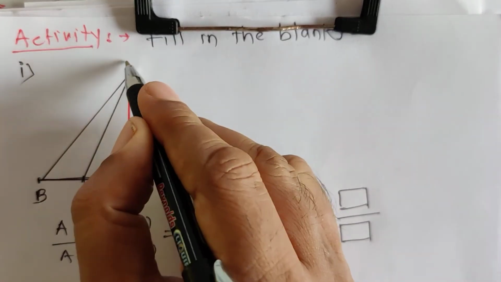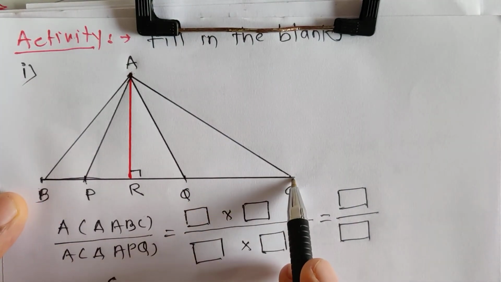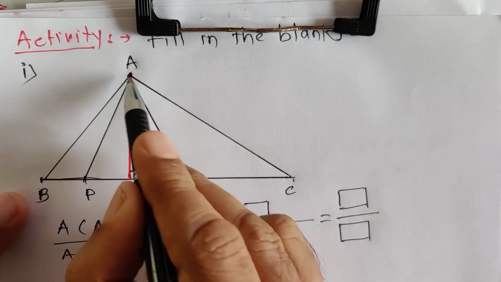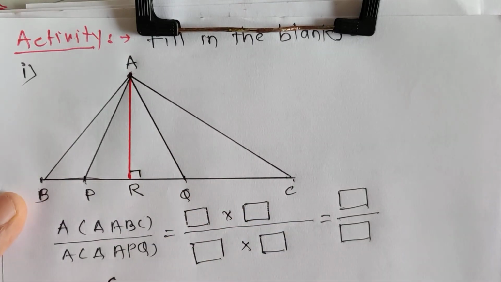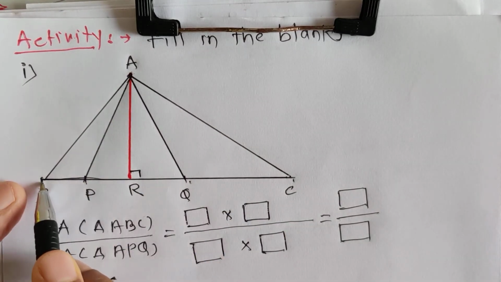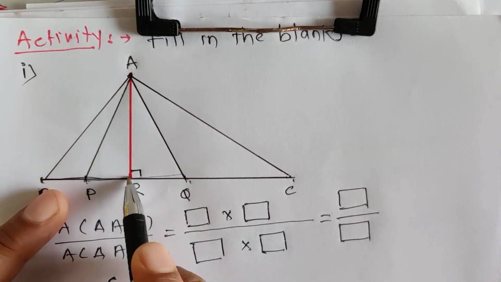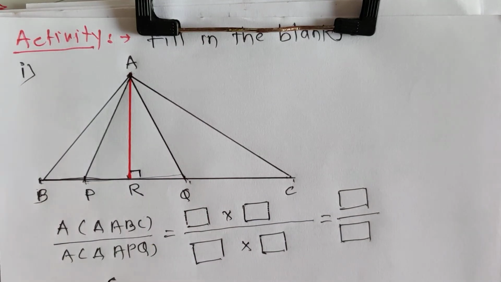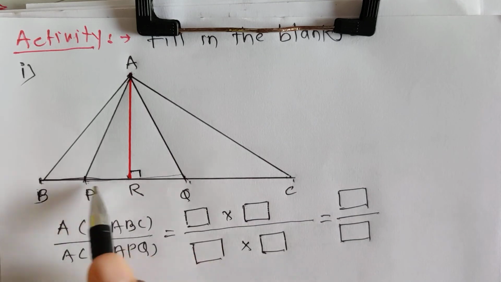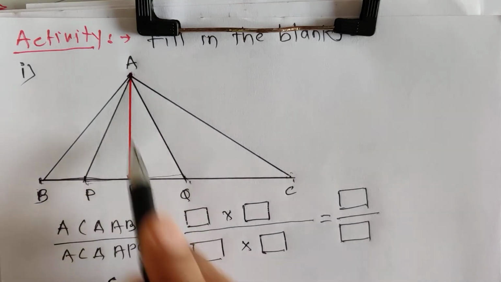So here ABC is one of the triangles in this figure, having BC as the base and AR as the height. And APQ is one of the triangles having PQ as the base and AR as the height. So these are triangles of equal height. If we observe triangle APQ, this is base PQ and this is height AR.